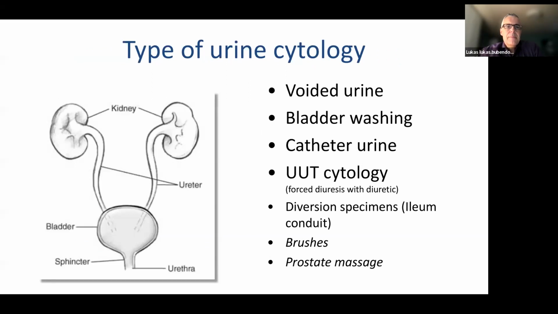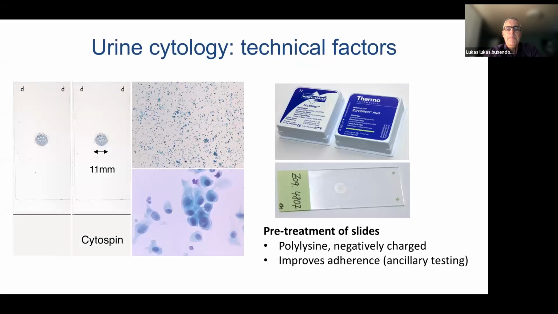Now, looking at the types of urinary cytology that we encounter, the proportions vary depending on where you work and which environment. It's voided urine. In our environment, it's mostly bladder washing. Then catheter urine is less common. Upper urinary tract cytology, brushes or washings, but also forced diuresis after giving diuretica is also a typical indication. And there are others, less common ones, which I won't get into.